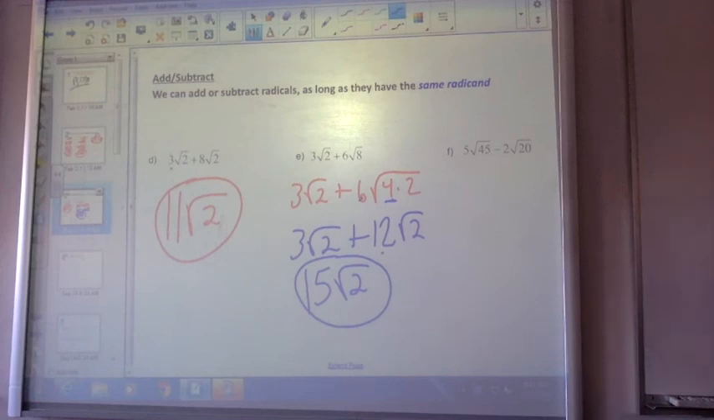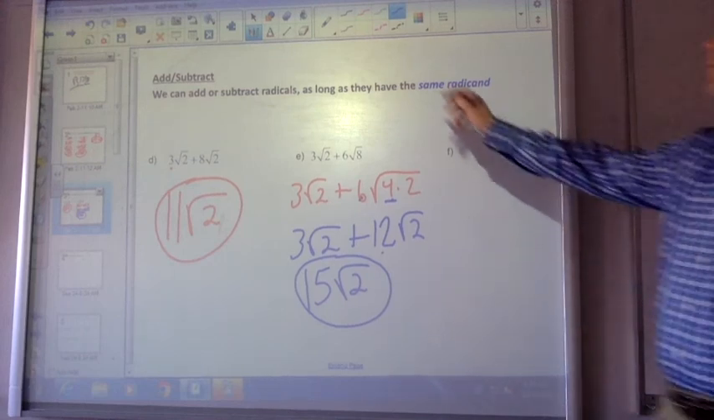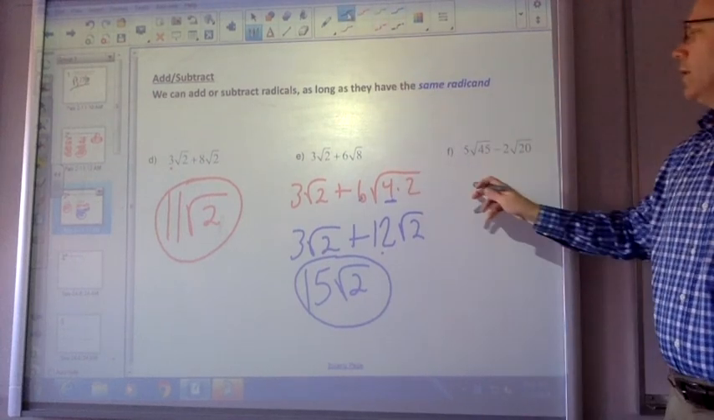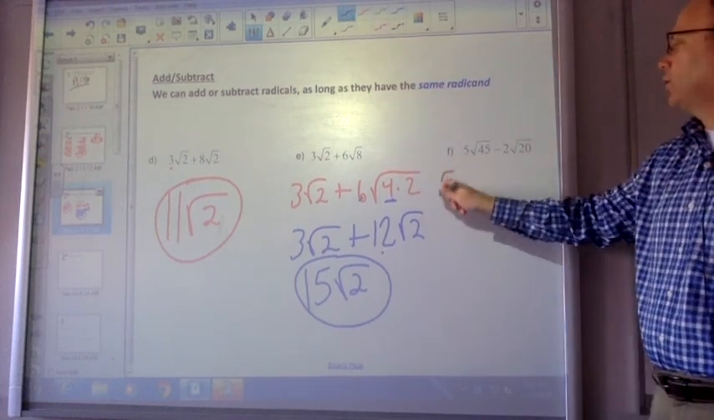What about letter F? I have a root 45 and a root 20. They are not the same radical. Agree? Yeah. But I might be able to break root 45 down. What does root 45 break down to? 9 times 5, and 9 is a perfect square. Agreed?